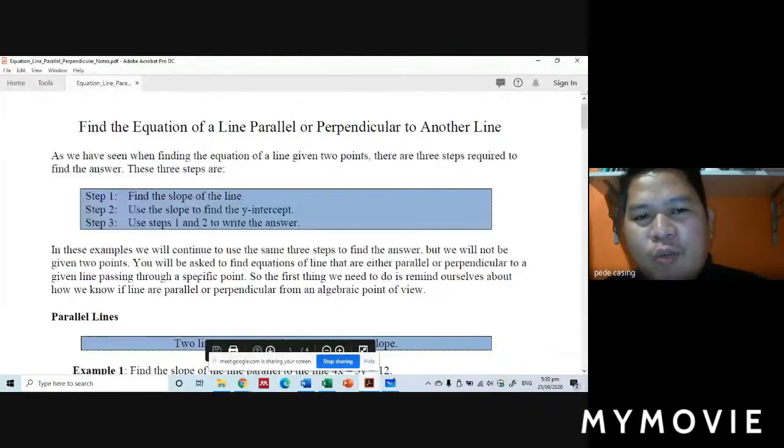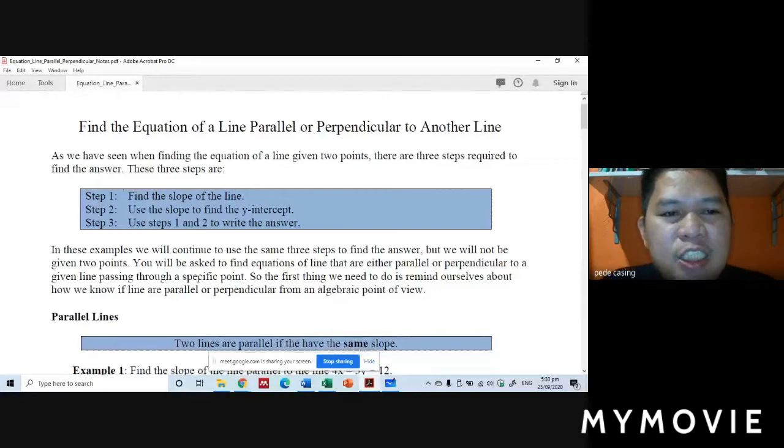or finding the equation of a line parallel or perpendicular to another line. As we have seen, when finding the equation of a line, given 2 points, there are 3 steps required to find the answer. These 3 steps are the following. Step 1, find the slope of the line. Step 2, use the slope to find the y-intercept. Step 3, use steps 1 and 2 to write the answer.